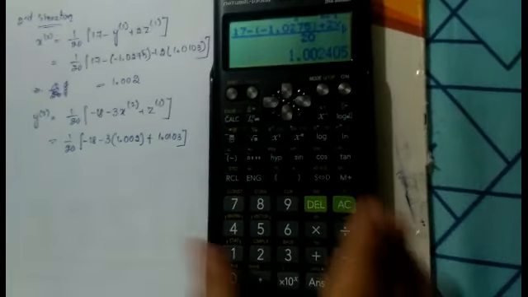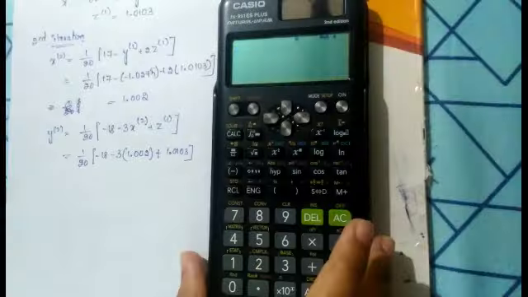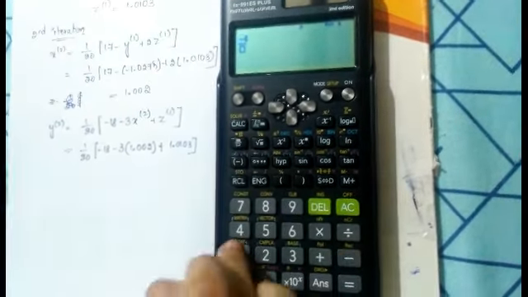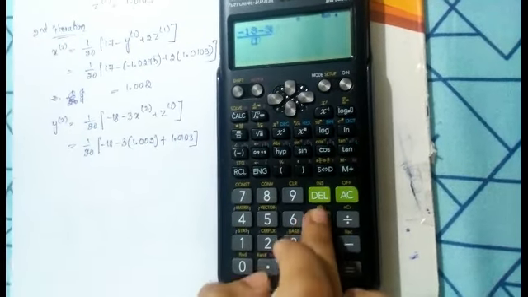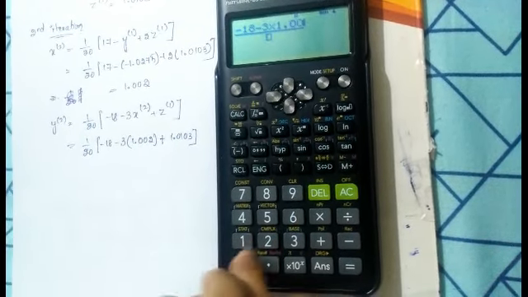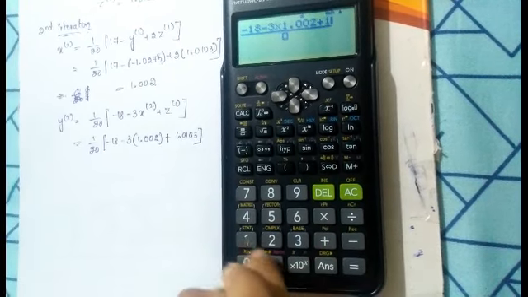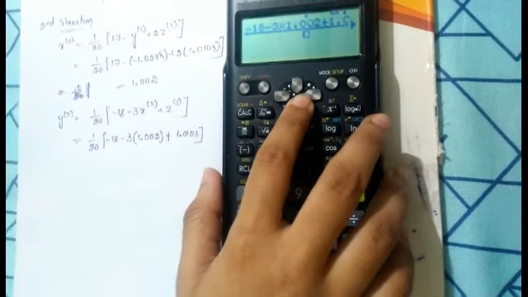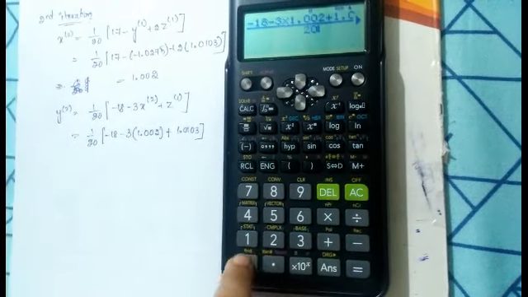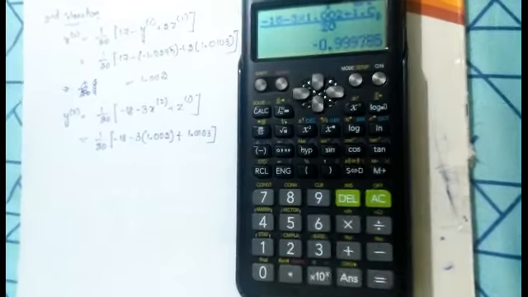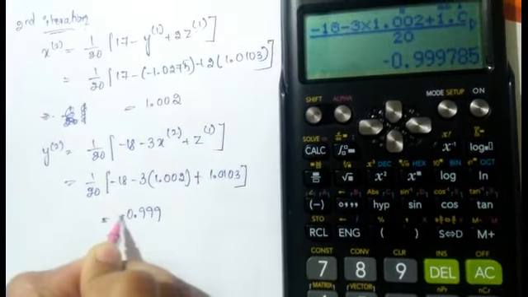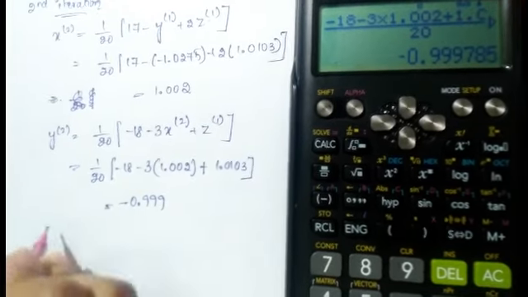Now enter the values in Calci. Click on AC to clear the data. Minus 18 minus 3 into 1.002 plus 1.0103. Get the cursor into the denominator. Enter the value 20. Then you got the value as 0.999. So this is minus 0.999.